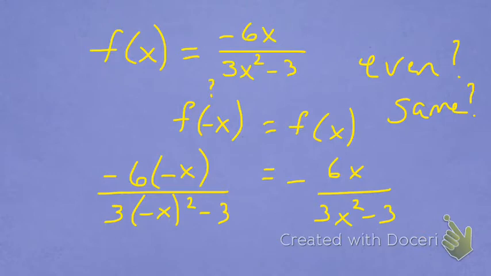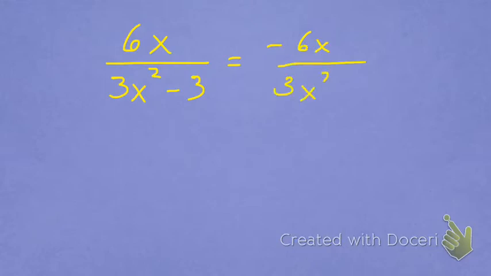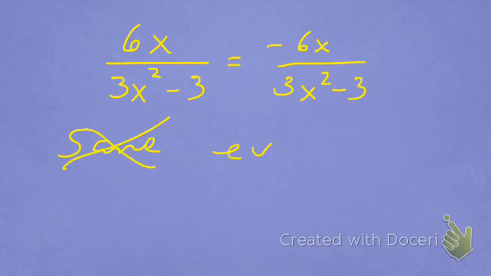Well, let's check that out. We've got a positive 6x. On the down low, when you square a negative x, it gives you a positive x squared. This is what we have on the left-hand side. The right-hand side looks like this. Now, does the left look exactly the same as the right? No. So we would say it is not an even function.